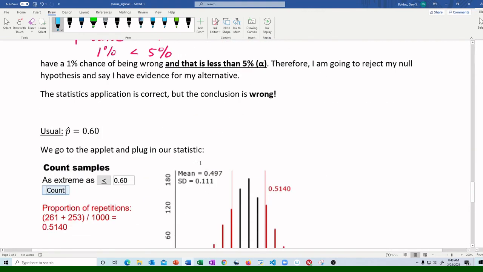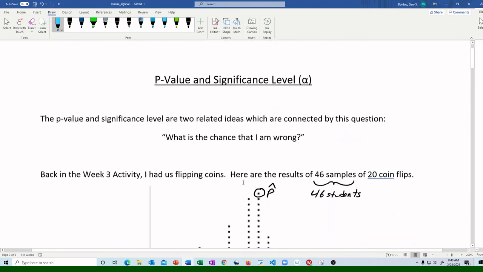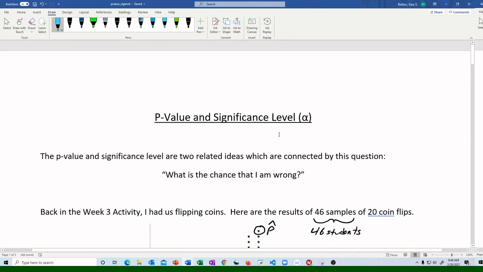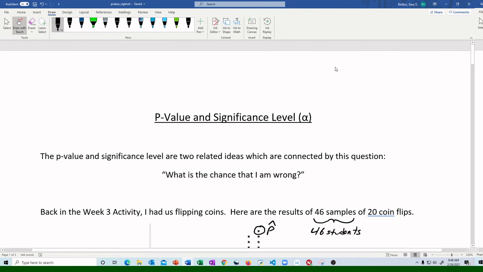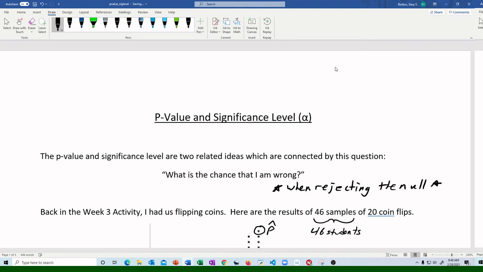And there you go. P-value, significance level. It's all about this question: what's the chance I'm wrong? But specifically, now that we've talked about it, it's a specific wrong. What's the chance I'm wrong when rejecting the null? Now that we've dug into it a little bit more, we should add this caveat. What's the chance that I'm messing this up if I reject the null right now? That is the big question that connects them. So check this out, think this over. We'll talk about this in class.